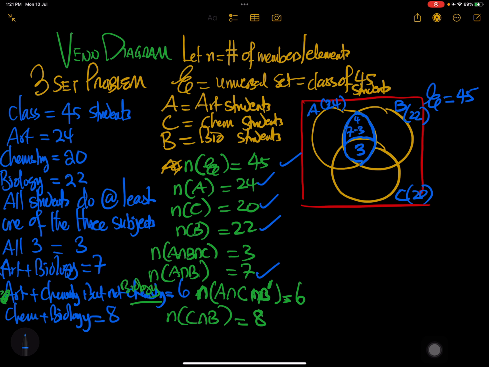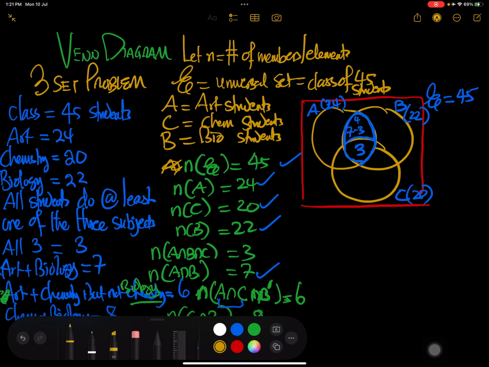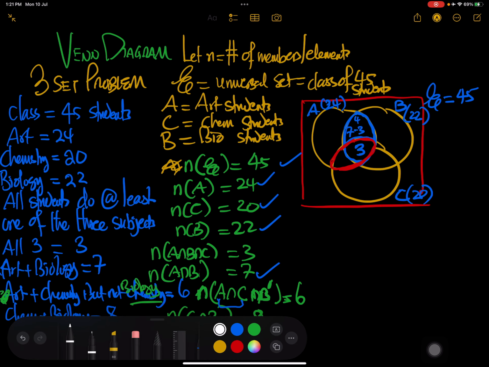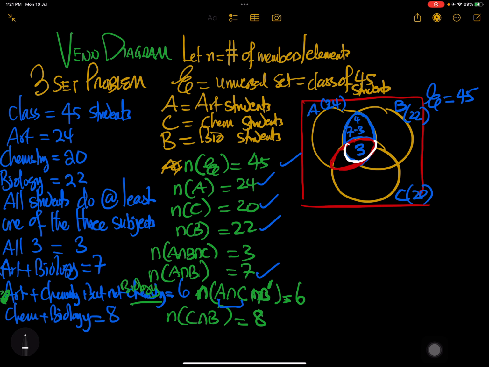Now, the next thing is the number of art and chemistry. Where's art and chemistry? This region here is art and chemistry. They're saying that art and chemistry, but not biology, is 6. If you look at this, the art and chemistry region has biology inside, so we take that one out. The art and chemistry and not biology is 6. So here becomes 6.